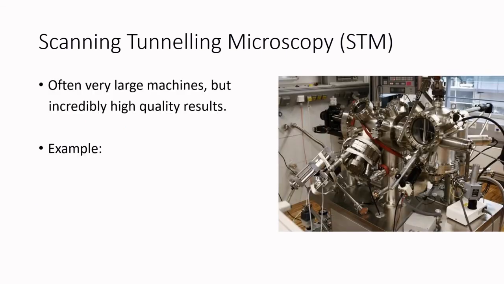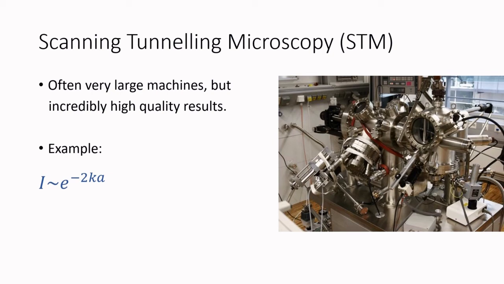STM machines themselves are generally rather bulky, like this one here that takes up an entire corner of a lab. But they make up for this by providing incredibly high resolution images. We can work through a quick example here. As before, the current is proportional to e to the minus 2Ka.